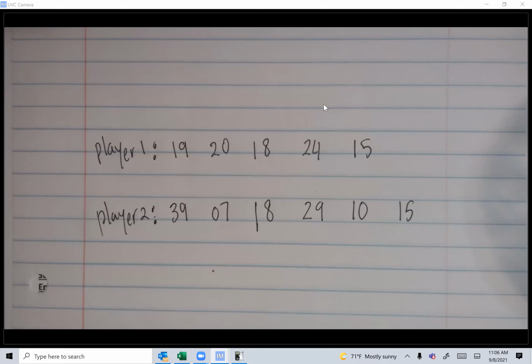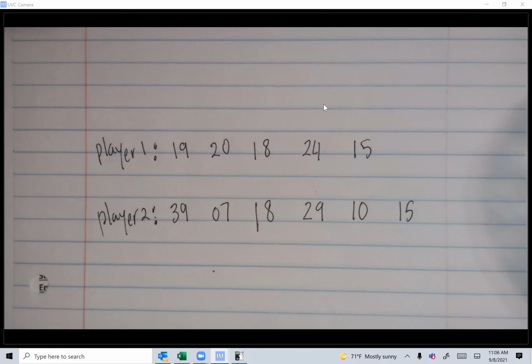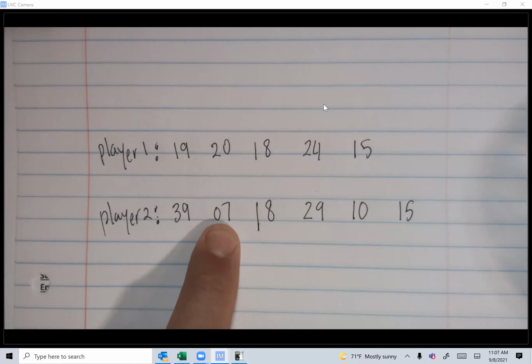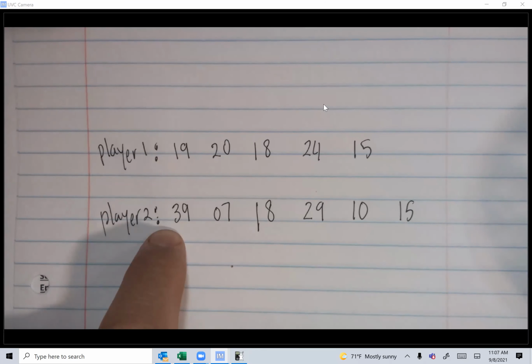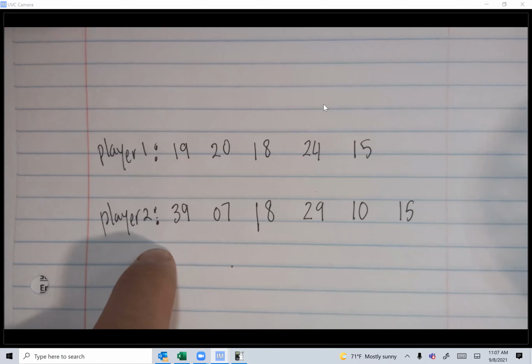Do you guys agree with me that player one seems to be more consistent than player two? It seems like on average, he will score about 18 or 19 on each game. So the coach would think that this player is going to guarantee about 20 points on each game. But look, player two on a good day, probably 39 points, but on a bad day, it could go down to 7 points. And would you agree with me that if we find the standard deviation, the standard deviation of player one is going to be lower than the standard deviation of player two?